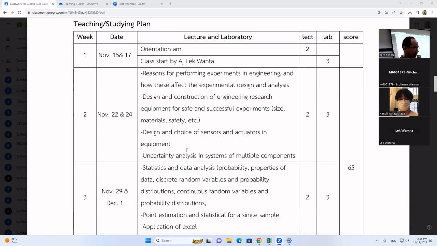Right. Okay. But for today, I will introduce you to the equipment design in a simple way, how to use the equipment. The sensor, what is a sensor? What is an actuator? How to calibrate the sensor. Your sensor, your equipment, accuracy, precision. What is accuracy? What is precision? What is robustness? You have to know about this.